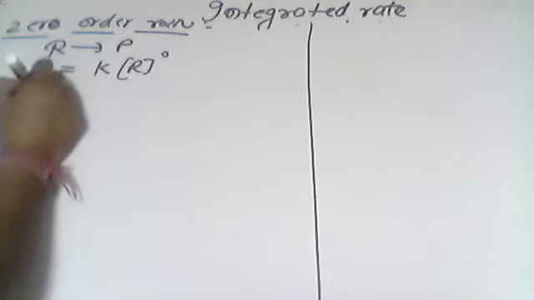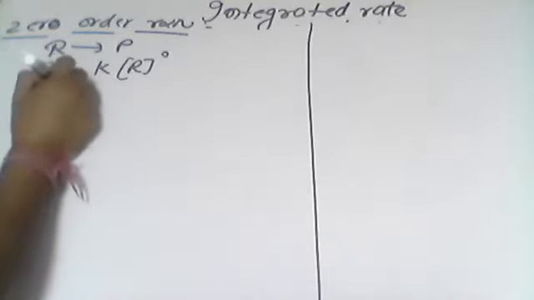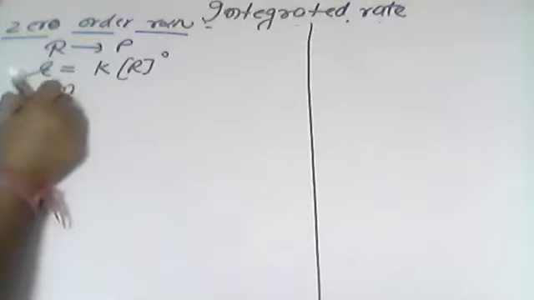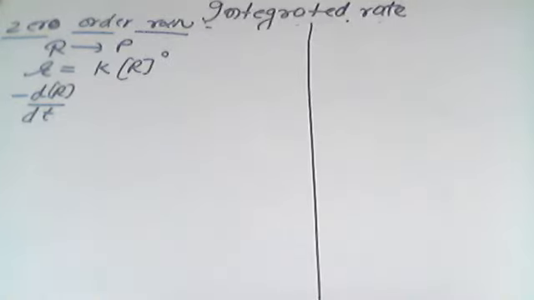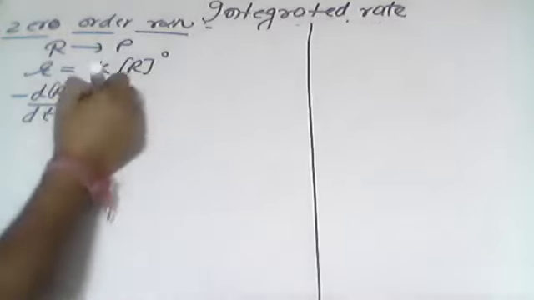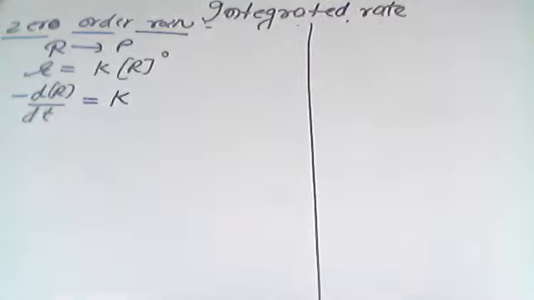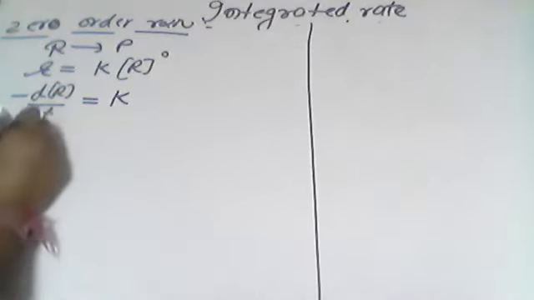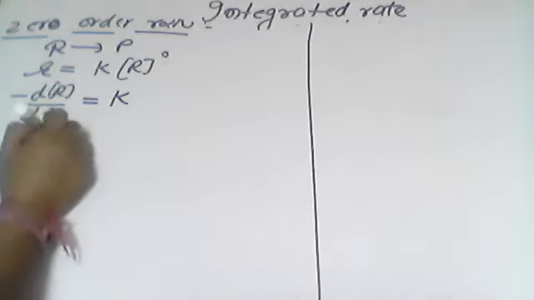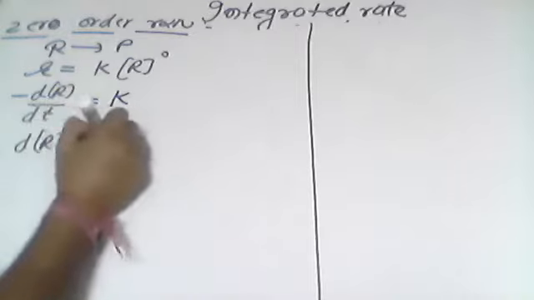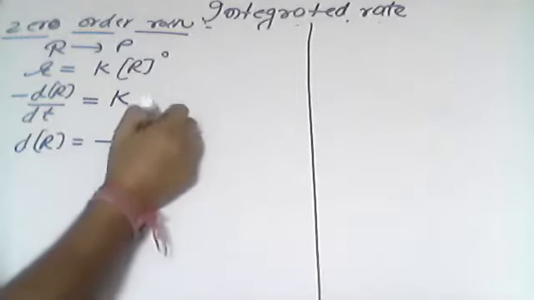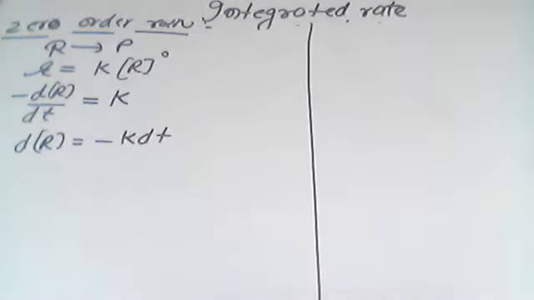Now the rate will be given by the change in the concentration of the reactant divided by dt. So we can write the rate with respect to the reactant as minus d[R] divided by dt, which is equal to k, because [R] raised to power 0 is 1. In the next line, I will write d[R] is equal to minus k dt.